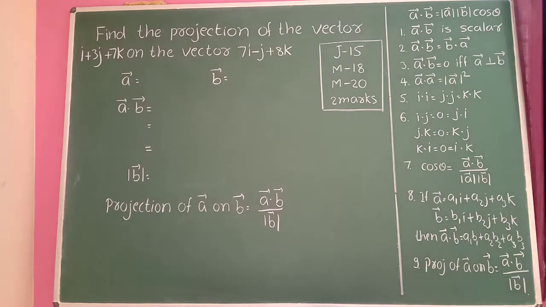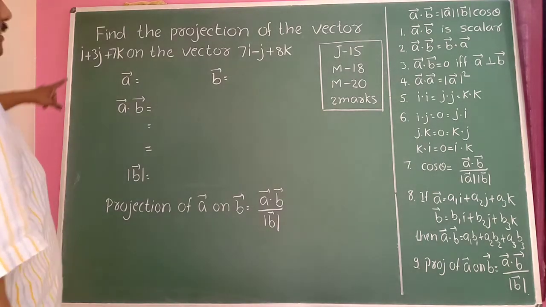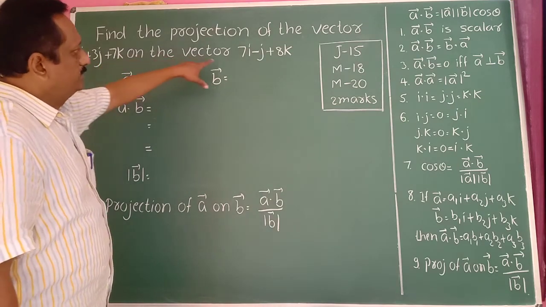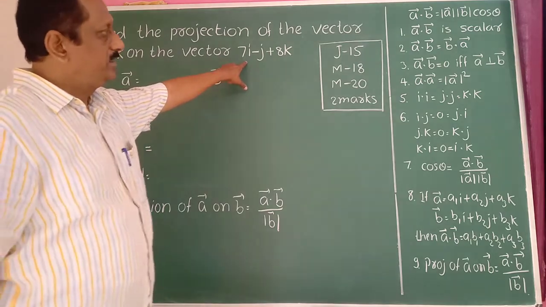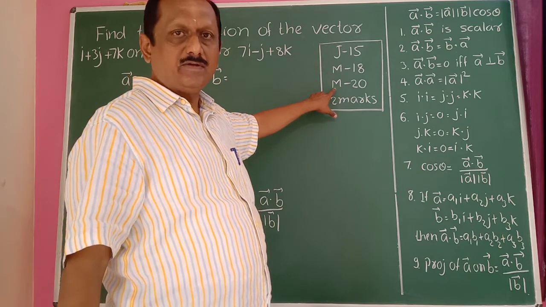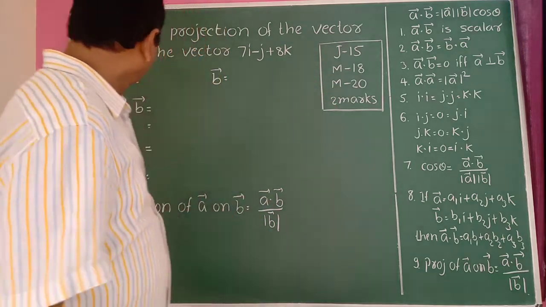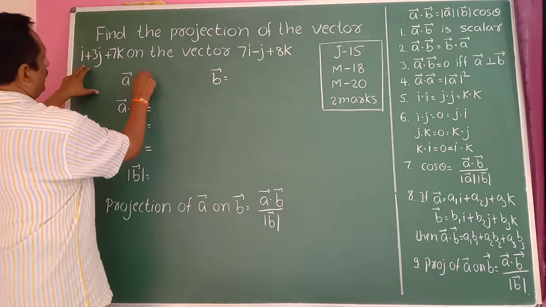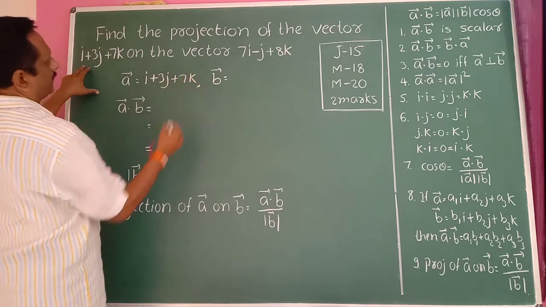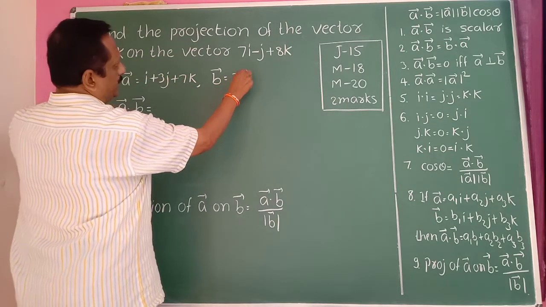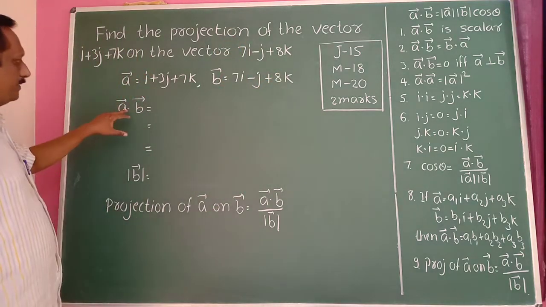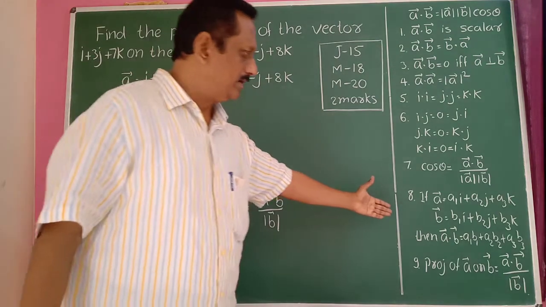Well, this is also the same type of example. Find the projection of the vector i plus 3j plus 7k on the vector 7i minus j plus 8k. They asked this 3 times: July 2015, March 2018 and March 2020. It is a 2 marks question. Therefore vector a bar is i plus 3j plus 7k and the vector b bar is 7i minus j plus 8k. Find a bar dot b bar using this formula.